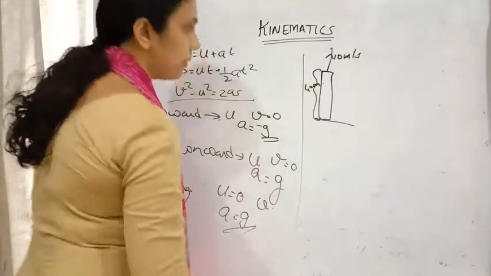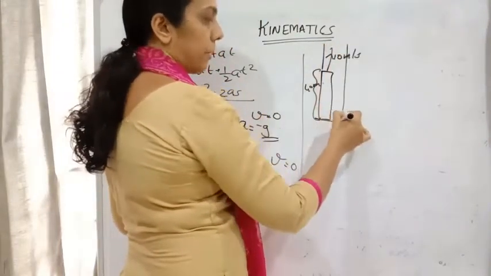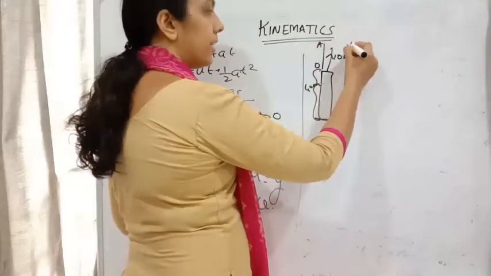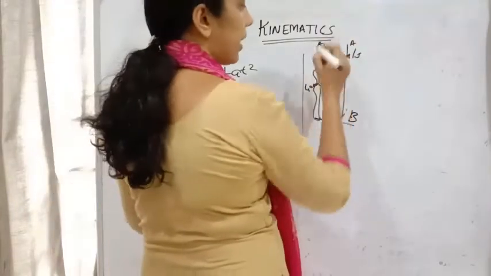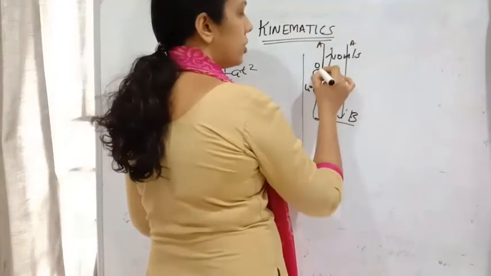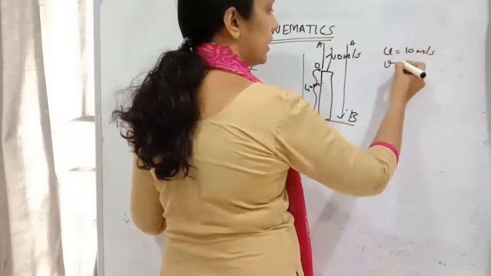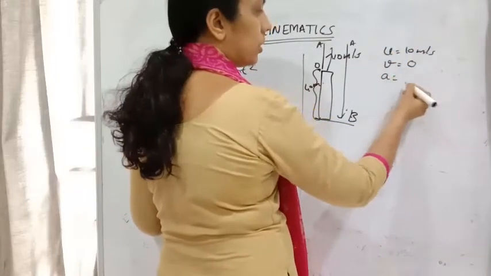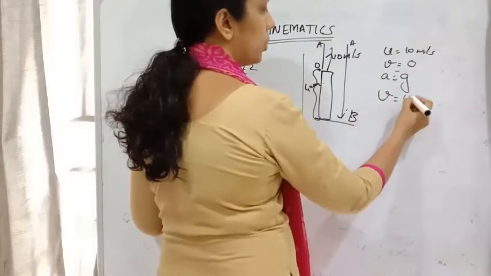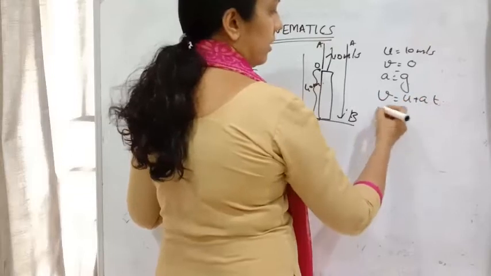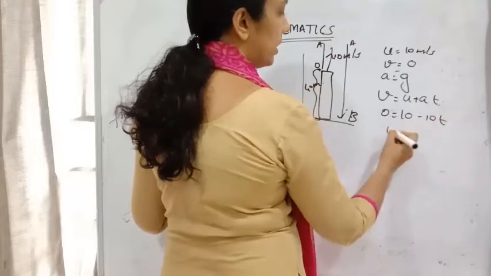So the total time required is for the object to move up and come back. From O to A and A to B we need to find the time required. First we find the time required to move from O to A. Initial velocity is 10 meter per second, final velocity is equal to 0, acceleration is minus g. Therefore v equals u plus at, so 0 equals 10 minus 10t. Therefore t equals 1 second.